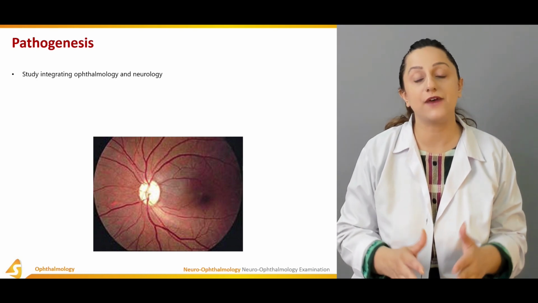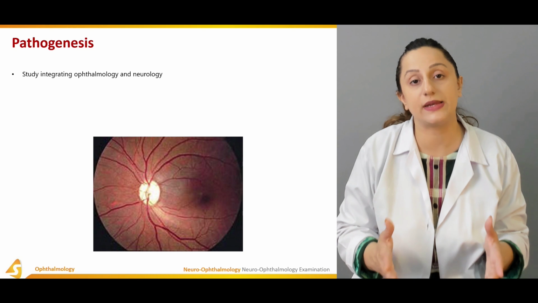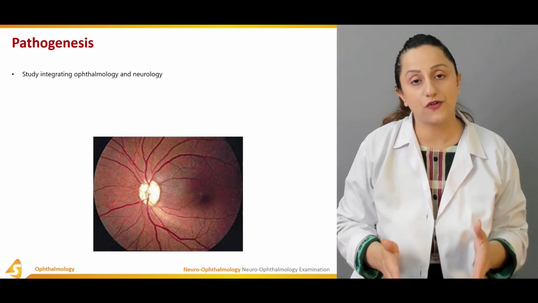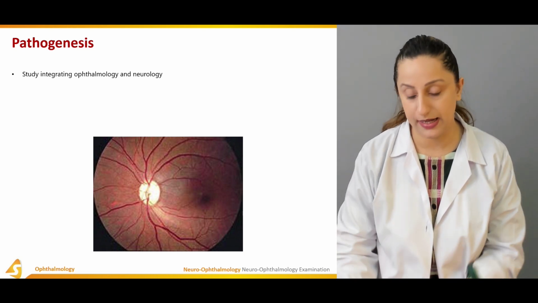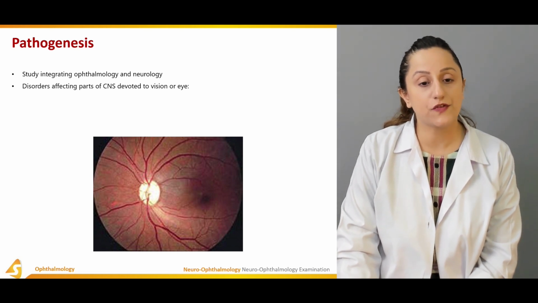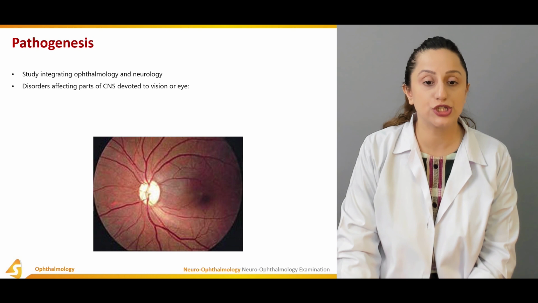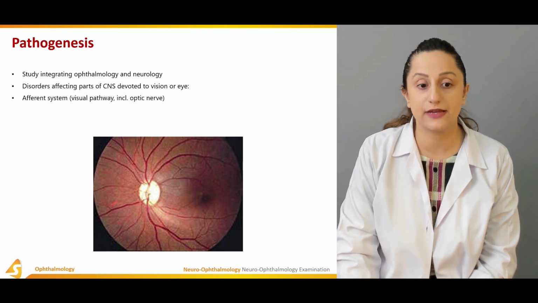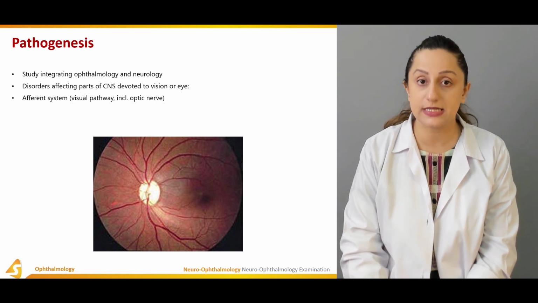For example, we have a central visual field defect whenever we have a patient of macular degeneration at our hand. So the disorders affecting the parts of the central nervous system that are devoted to the vision or the eye is again very important. Then we have the afferent systems.